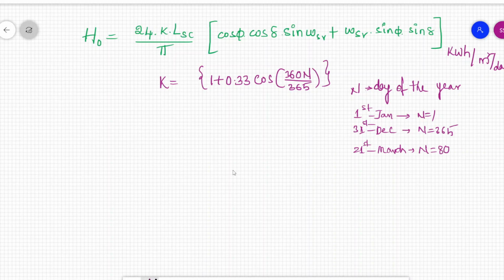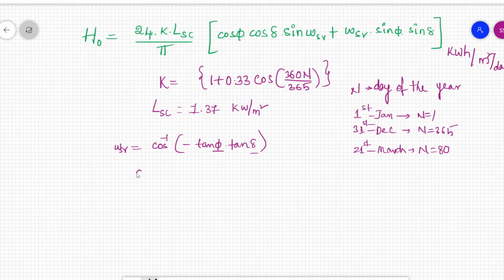What is LSC here? LSC is the mean solar constant. It is given by 1.37 kilowatt per meter square. And what is omega SR? That is the sunrise hour angle, for which we have derived an expression: cos inverse of minus tan phi into tan delta. So our sunrise angle depends on our latitude angle and declination angle.